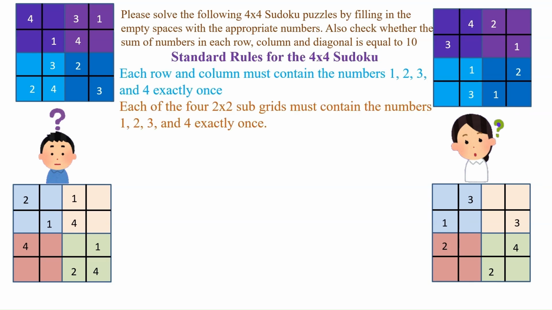Here are the rules. The standard rules for the 4 by 4 Sudoku. Each row and column must contain the numbers 1, 2, 3 and 4 exactly once. And each of the 4 square grids must contain the numbers 1, 2, 3 and 4 exactly once.